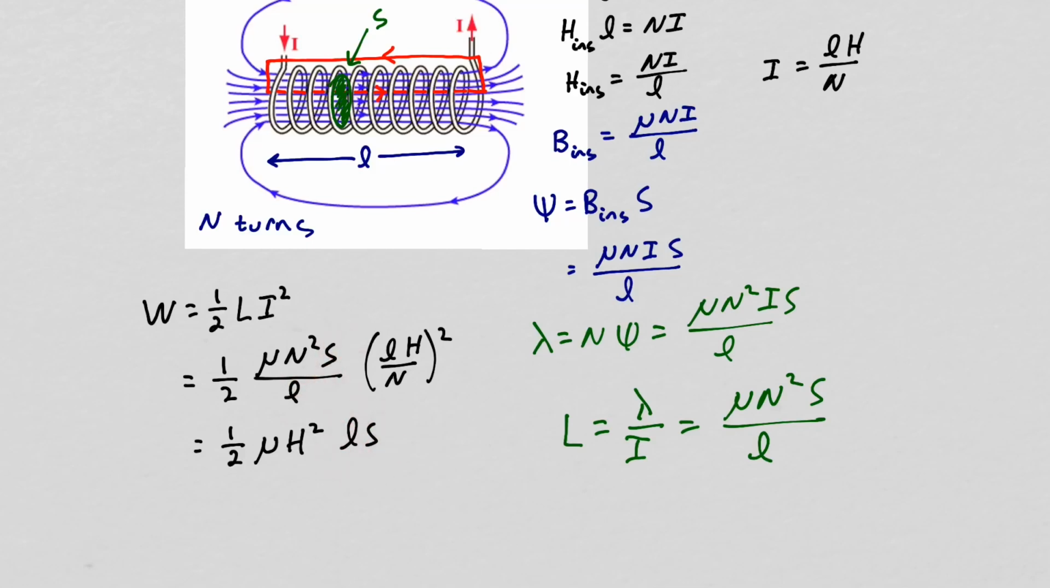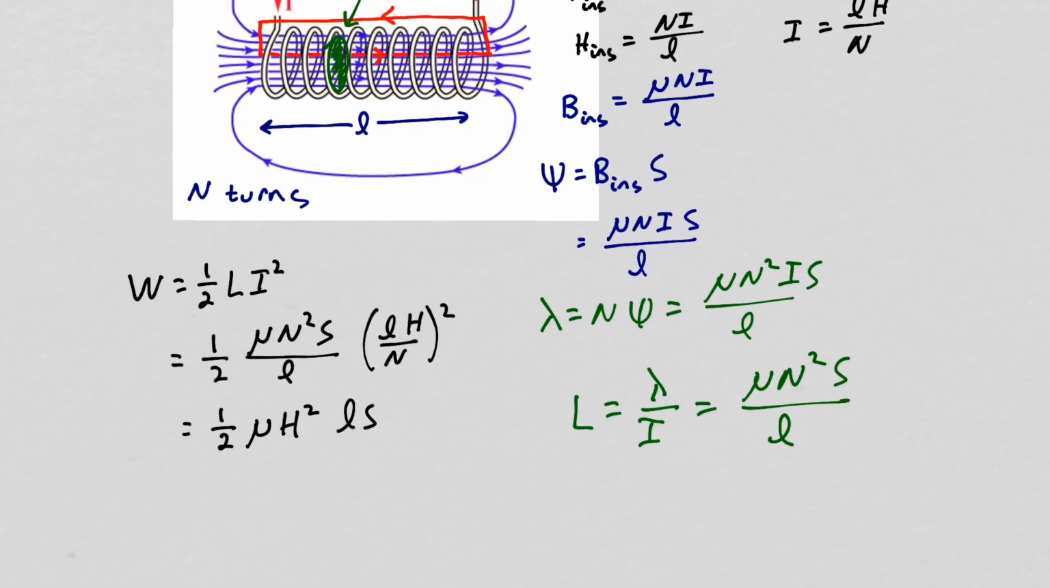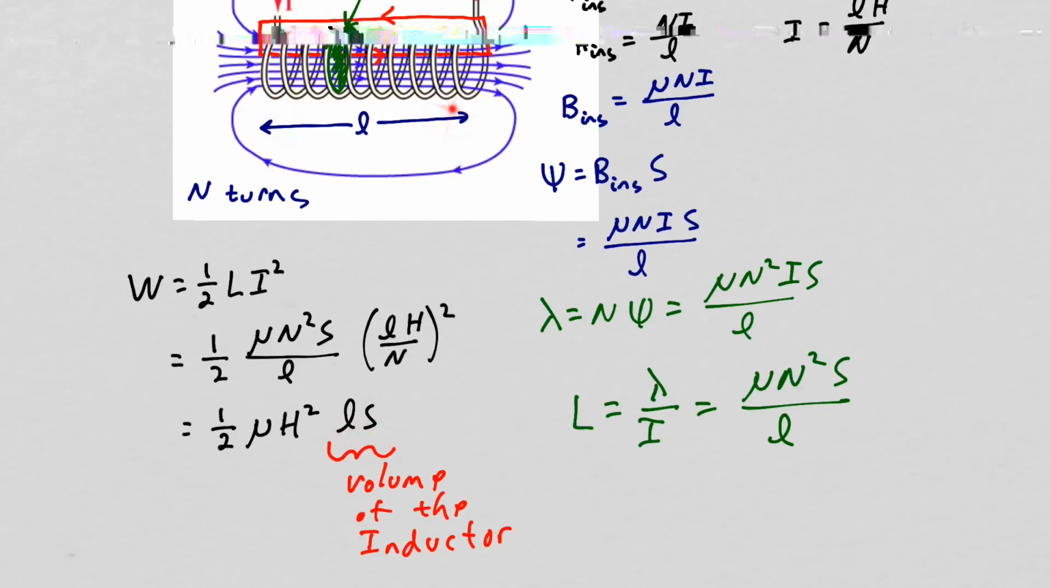So L times S, the length of the coil times the cross-sectional area, is just the volume of the inductor. So this 1/2 mu H squared is the energy density inside the inductor, which I'll designate as lowercase w sub m. So the energy density in a magnetic field is 1/2 mu H squared.